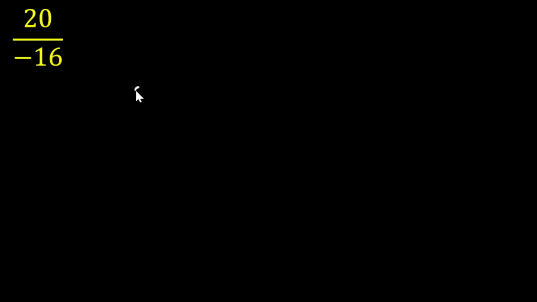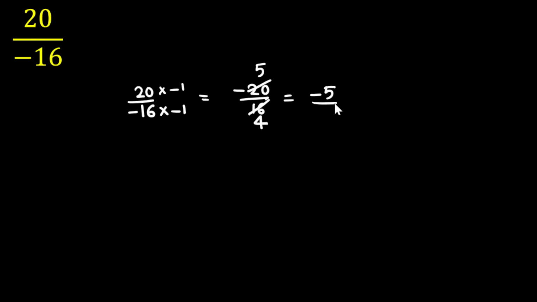20 divided by -16. 20 and -16. Actually they are not co-primes, but first let us check the denominator sign. Denominator is negative. To make it positive, we multiply denominator and numerator by -1. So it will be -20 divided by 16. Now we can cancel with their HCF. 16 and 20 HCF is 4. 4 4s are 16, 4 5s are 20. So that is -5 divided by 4. So -5 by 4 is the standard form. Why? Because 5 and 4 are co-primes and denominator 4 is positive.